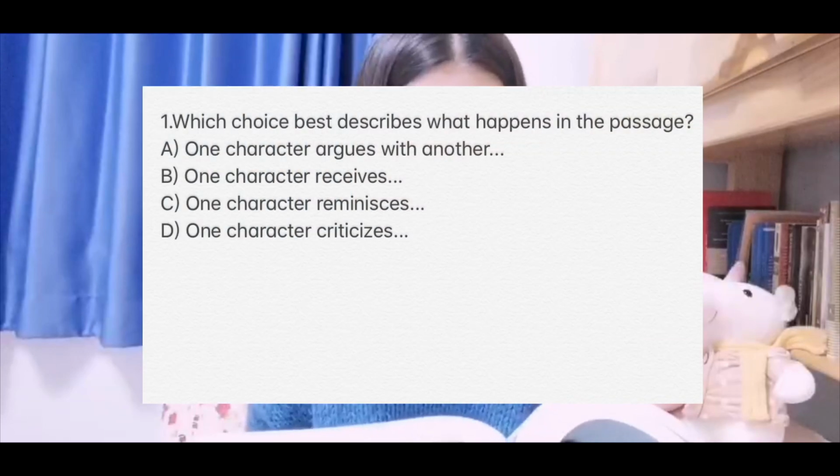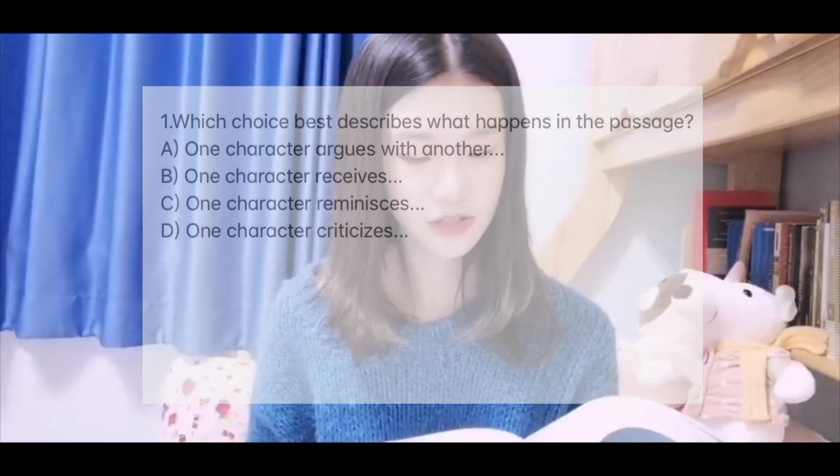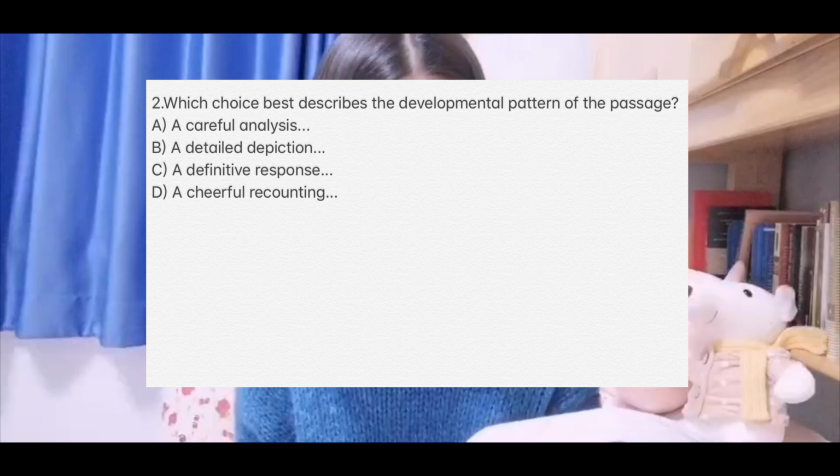So what counts as key words? For example, let's take a look at the official SAT study guide, practice test 1, passage 1. From the top, which choice best describes what happens in the passage? Well, actually, this is too easy, so why don't we move on? Okay, question 2. Which choice best describes the developmental pattern of the passage? So in this case, you would want to underline the developmental pattern because that is what you are looking for in the passage. That gives you a clear sense of goal so that you know what you are looking for and what your answer should be aimed at.